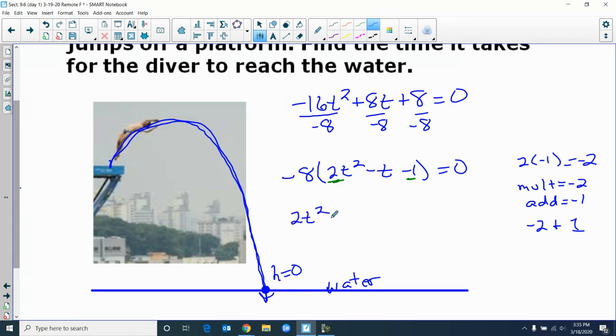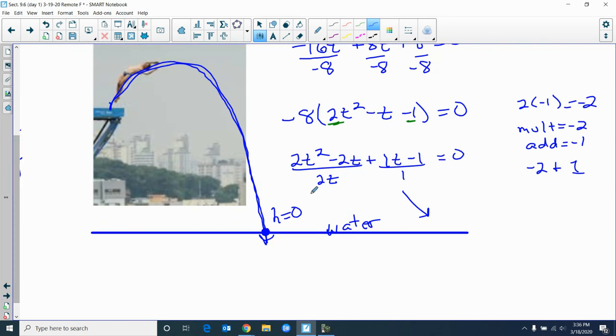I got 2t squared minus 2t plus 1t minus 1 equals 0. These both have a 2t in common. These have a 1. Then you got 2t, and then t minus 1 plus 1, t minus 1 equals 0.